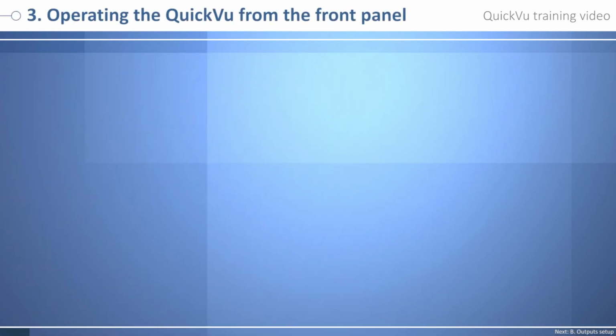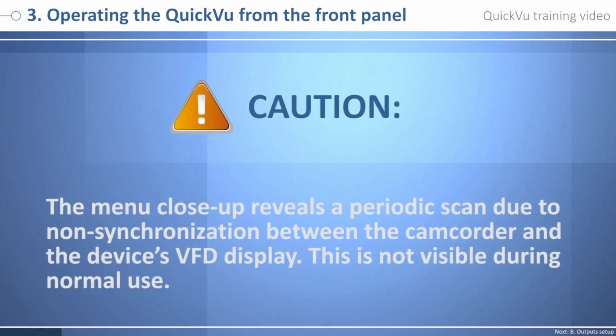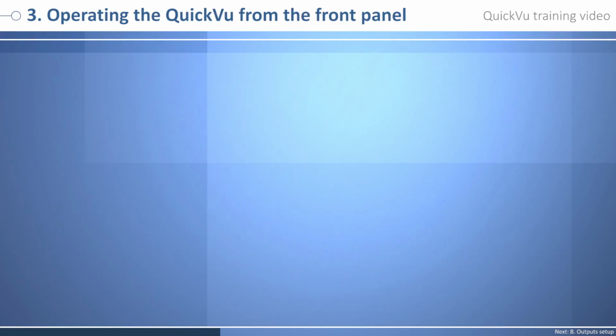Operating the QuickVu from the front panel. Caution: the menu close-up reveals a periodic scan due to non-synchronization between the camcorder and the device's VFD display. This is not visible during normal use.